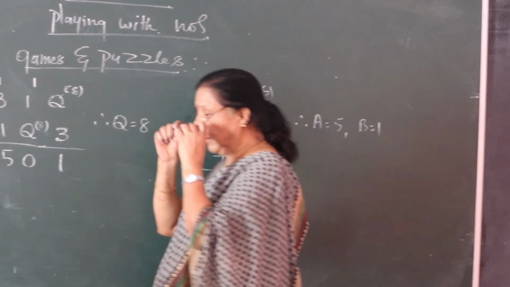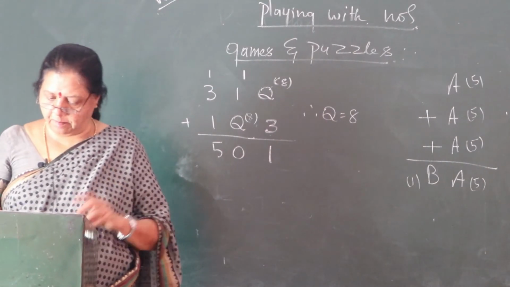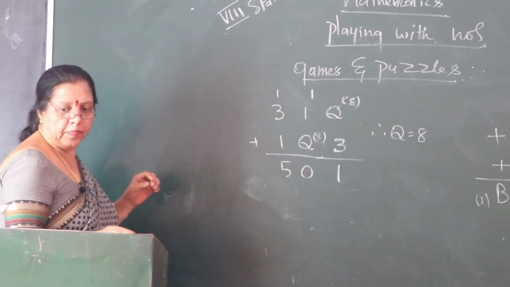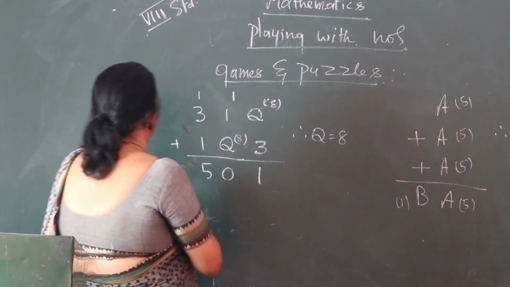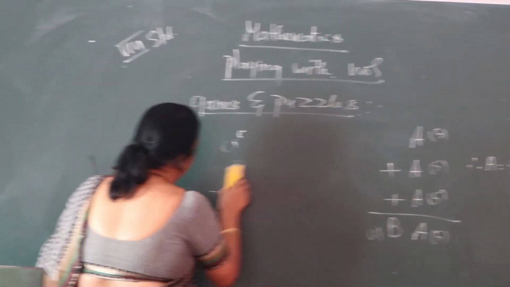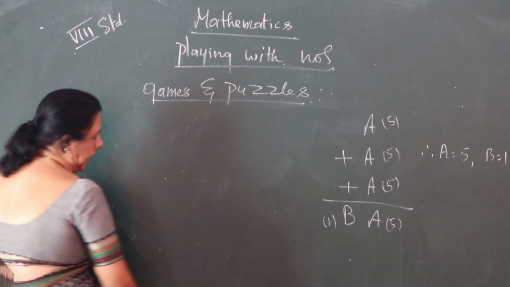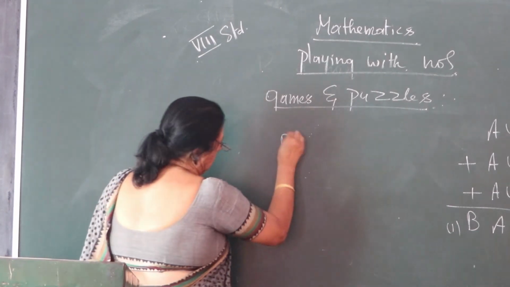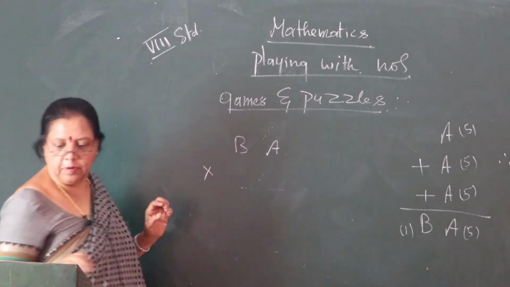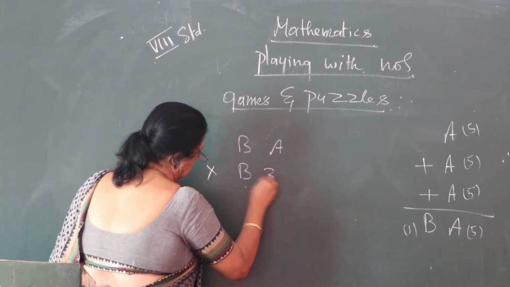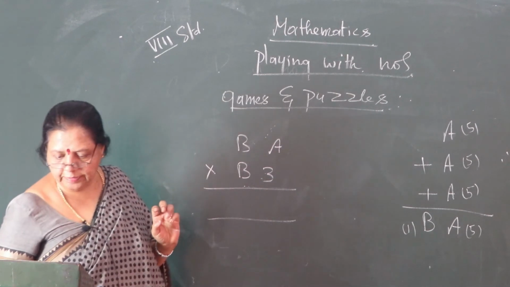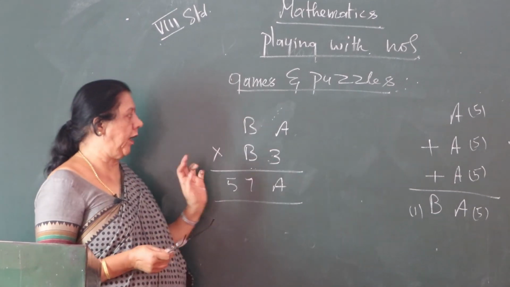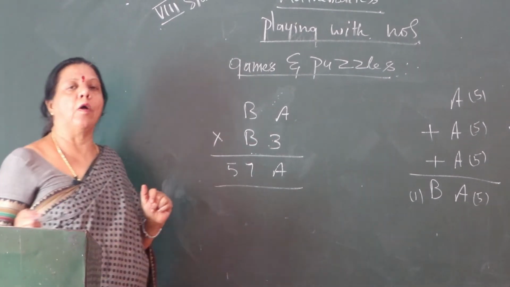Okay, so many sums are given in your textbook. So another one, no? Multiplication they have given. One minute, children. But this is addition, no? They have given multiplication also. The number they have given, B3. So you have to find out. They have given the result 57. You have to find out the value AB.